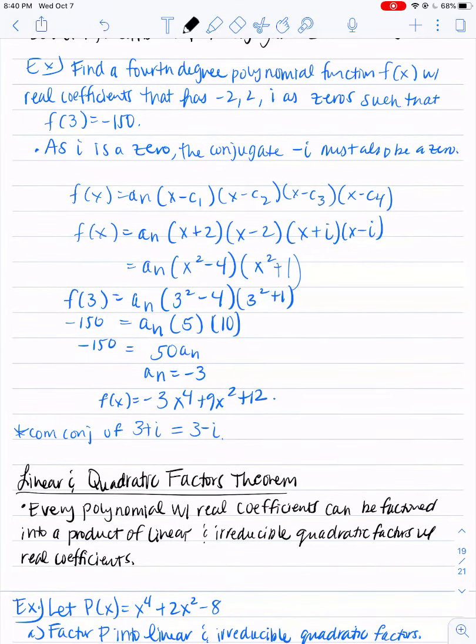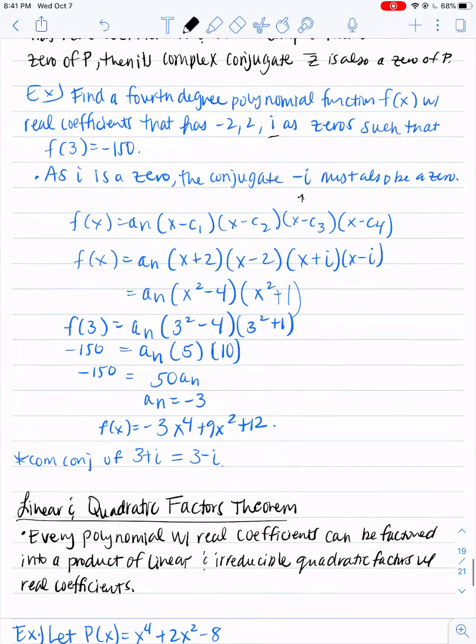So here, in this example, we're going to find a 4th degree polynomial function f of x with real coefficients that has negative 2, 2, and i as zeros, such that f of 3 equals negative 150. Since i is a zero, we know that the conjugate, negative i, must also be a zero. And we know from one of our previous theorems that it can be written in this form with our complex numbers here. So I'm going to use my roots in there.